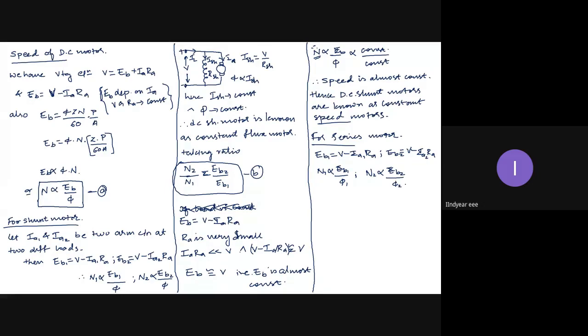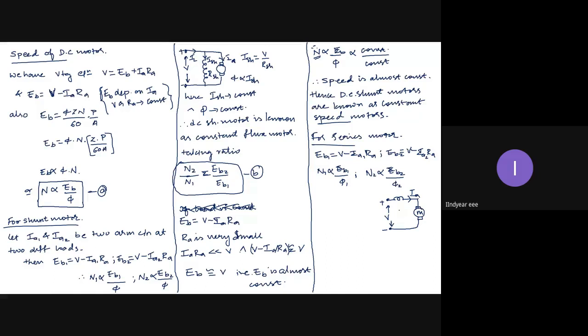Here I have taken phi 1 and phi 2. Why? Because series motor carries the field current same as that of armature current, and armature current is large when it is driving the load. So I cannot get constant flux operation in DC series motor.